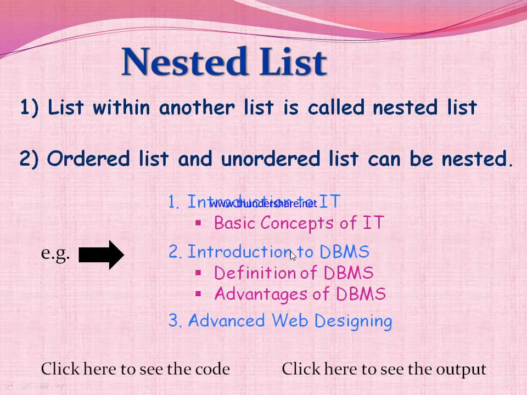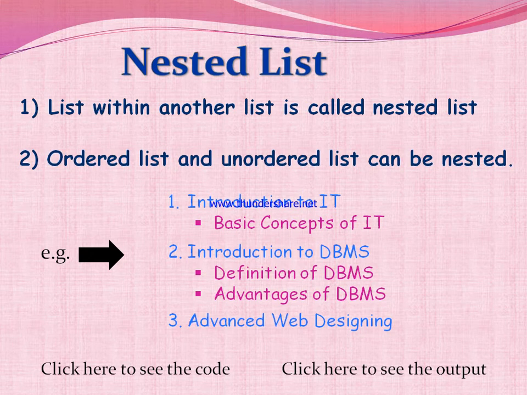Concept of definition list. Then what is the meaning of nested list? So first is unordered list, second is ordered list, third is definition list. If you combine any two lists together, that means it is nested. So a list within another list is called a nested list. Ordered list and unordered list can be nested. So here one example is given to you.